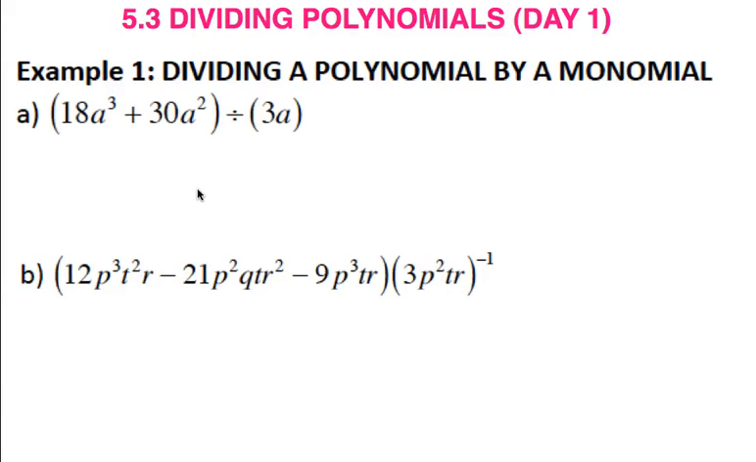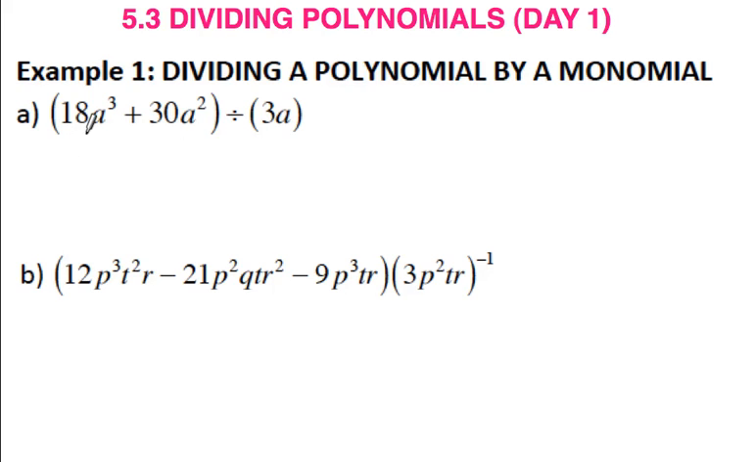Alright guys, so here's your lesson on 5.3, dividing polynomials, day 1, just in case you need to go through it again, because I understand the material is difficult. So for the first example, you're taking a polynomial and dividing it by a monomial. Again, a monomial is just one term. So what's happening is you're taking both of these terms and dividing them by 3a.